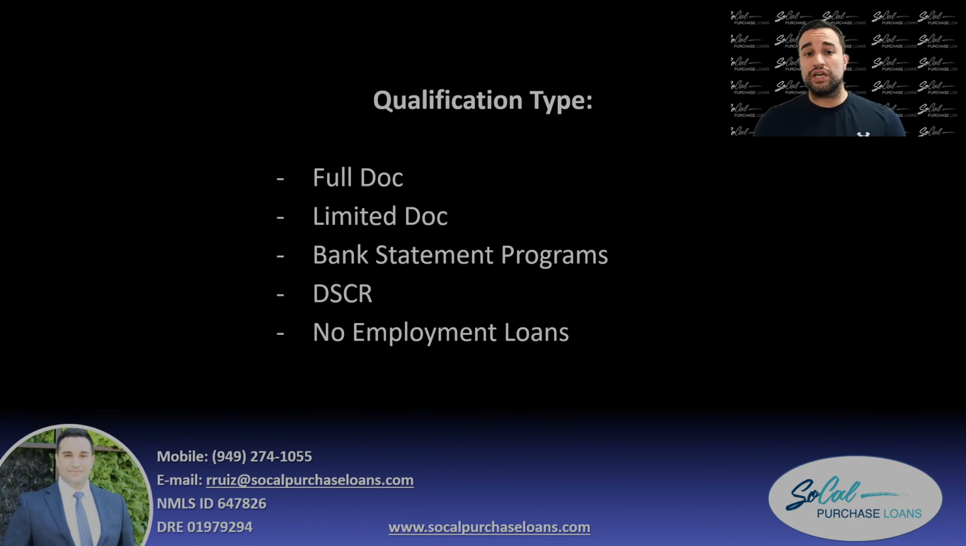Next is qualification type. This one's pretty obvious. If you're going to qualify full doc, you're going to be less risk. You're going to get a better interest rate. Next is limited doc, where you don't necessarily turn in a full package. You just show W-2s or maybe just a first page of a tax return. Next is bank statement programs. For the self-employed individuals out there that write everything off, sometimes this is the only way to qualify for a purchase. Well, technically, those people end up getting a slightly higher interest rate because of the type of program that is being used to qualify.